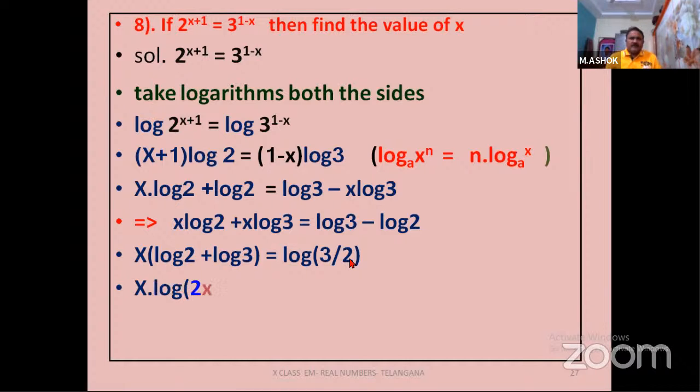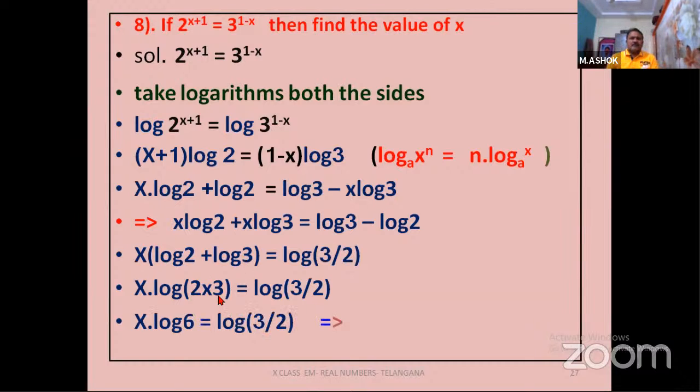So we require the x value. Log 2 plus log 3 means it is log 2 into 3, based on the log x plus log y formula. It is now log 6. So finally, x into log 6 is equal to log 3 by 2. x equals log 3 by 2 divided by log 6. In this way you have to solve. Now all these are 4 marks questions.